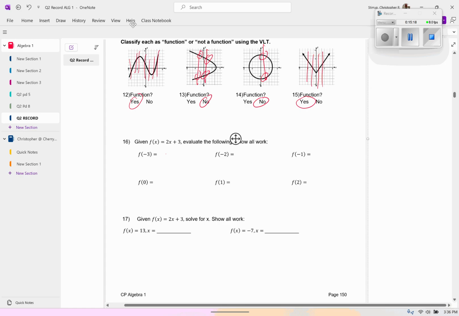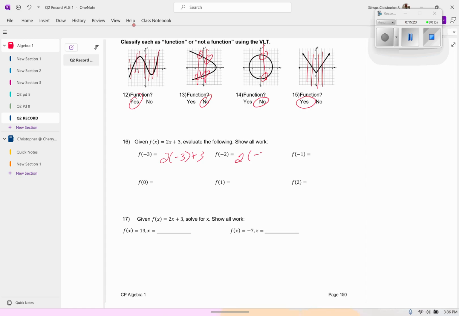Number 16, we're going to replace our x values with each of these. So that's going to give me negative 6 plus 3, which is negative 3. That's going to give me negative 4 plus 3, which is negative 1. This is 2 times negative 1, that's negative 2, plus 3 is 1. This is 2 times 0 is 0. 0 plus 3 is 3. 2 times 1 is 2, plus 3 is 5. 2 times 2 is 4, plus 3 is 7.